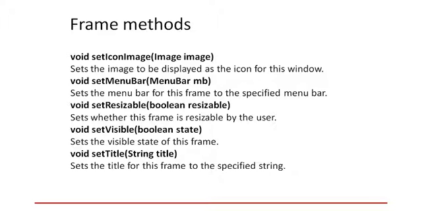Some important functions of Frame are setIconImage, where I can give the image that will be displayed as the icon for this window. I have another function called setMenuBar. I can set a menu bar for the frame. I have a function called setResizable. I can give true or false. SetVisible sets the visible state for this frame, and setTitle sets the title for this frame. Now I will show you the demo of applet and frame working.